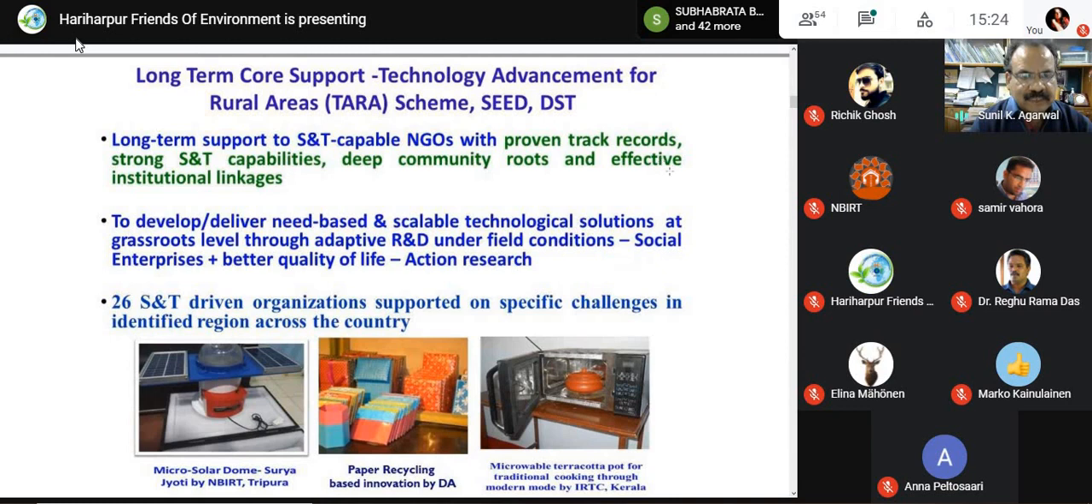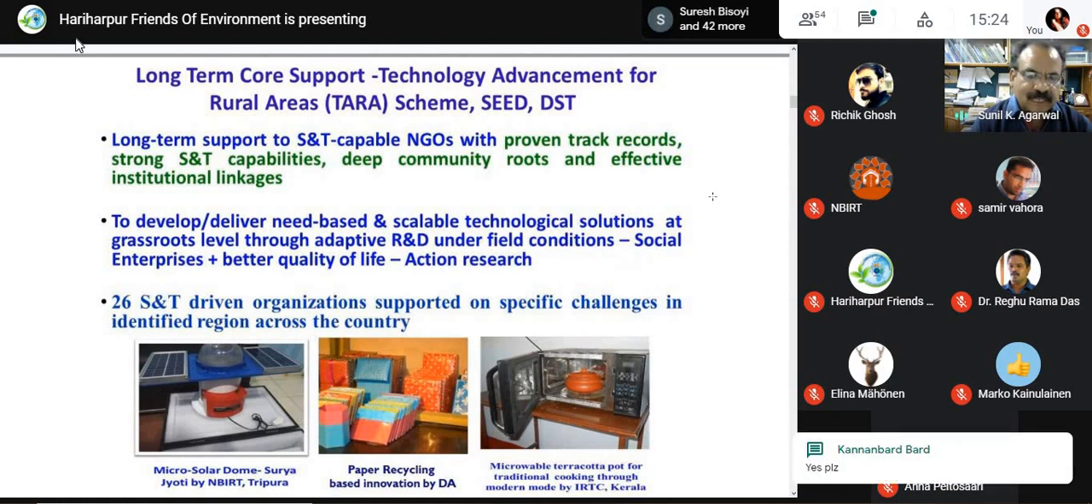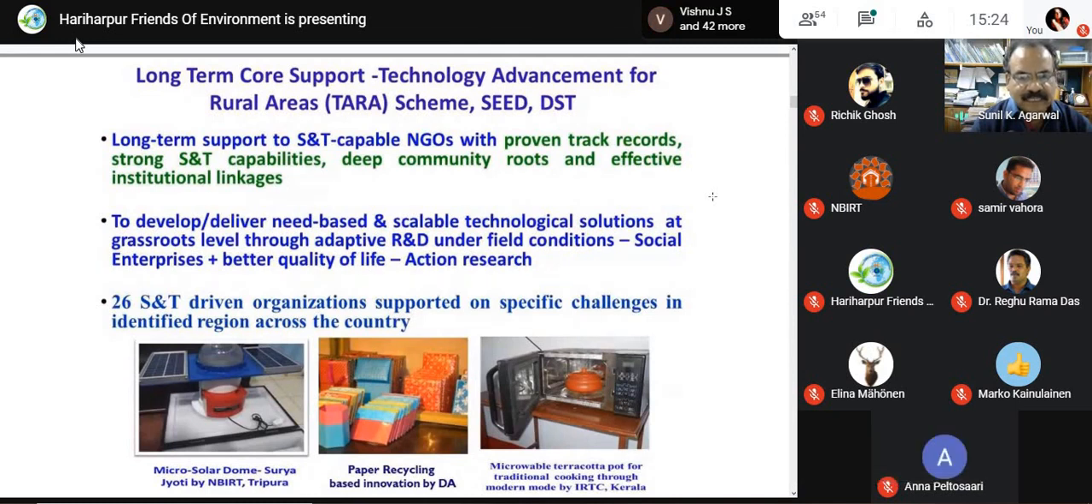And we have at present 26 such organizations across the country who are working under this program. And these are some of the photographs, like NVRT, which is hosting this webinar. They have come out with a solution, micro solar dome. Dr. Gaun Chaudhary has got the patent on that. And paper recycling, this is from Development Alternative. They have different packages, technology packages with economics. And the third one is the microwavable terracotta pot, which is by the IRTC, earlier supported by DST, based in Kerala.